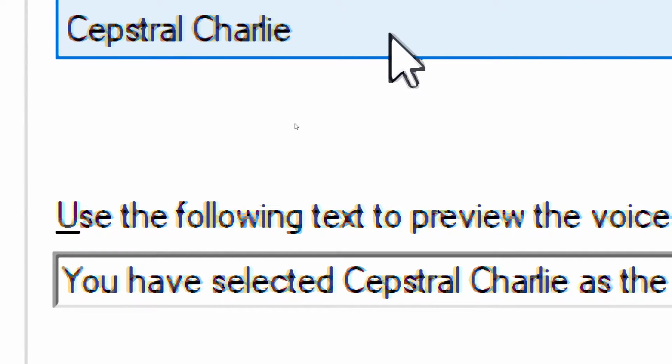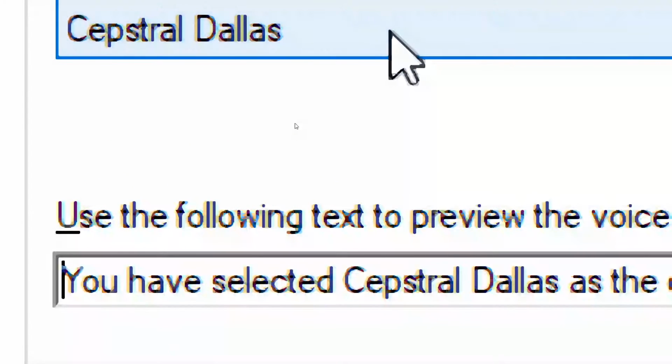This voice is not licensed. Please visit www.Cepstral.com to purchase a license. You have selected Cepstral Charlie as the computer's default voice. This voice is not licensed. Please visit www.Cepstral.com to purchase a license. You have selected Cepstral Dallas as the computer's default voice.